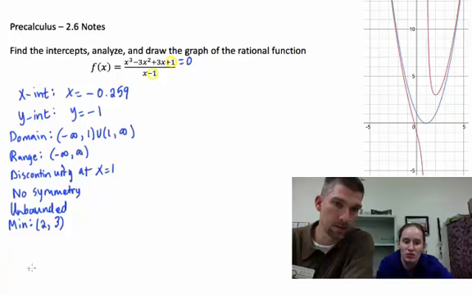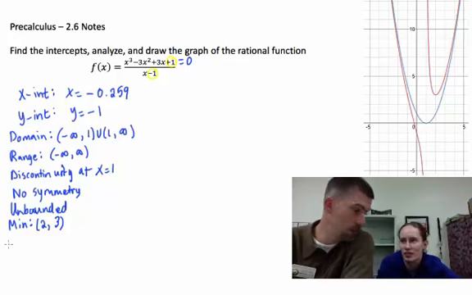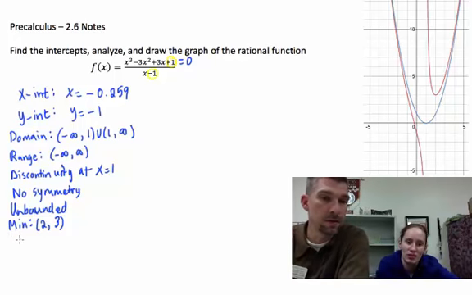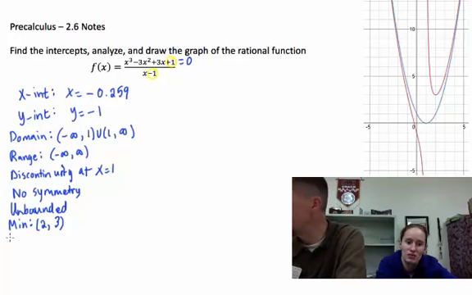Local just means that it dips down at that point. It's not the farthest south of points. But it's a minimum, there's a bounce there. Okay, so increasing and decreasing behavior.